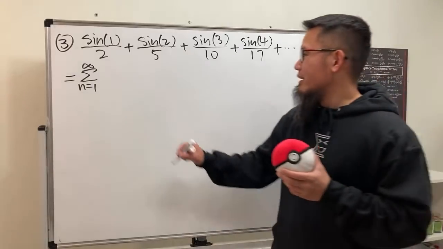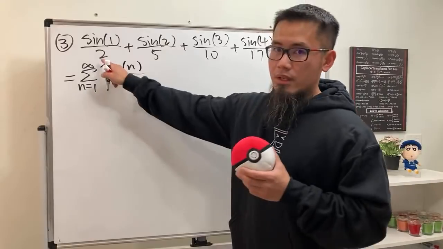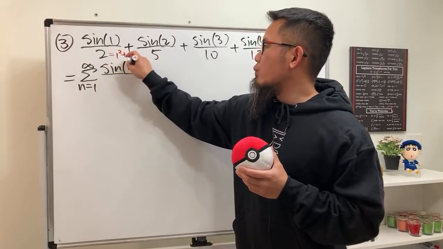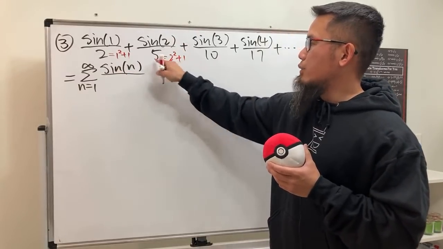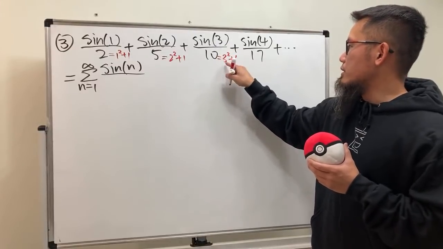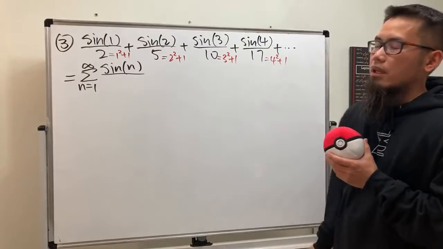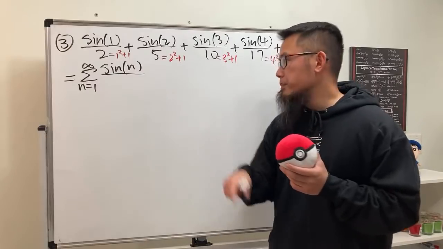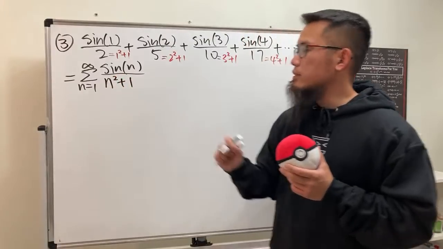All right, so here, the formula is just sine of n over n squared plus 1. Notice this right here is the same as 1 squared plus 1. That's how we get the 2. And if you square this and then add 1, you get the 5. If you square the 3, which is 9, plus 1 is 10, and likewise, this is 4 squared plus 1. Again, you should be familiar with the perfect squares. Just keep that in mind. So all this is just n squared plus 1, like so.